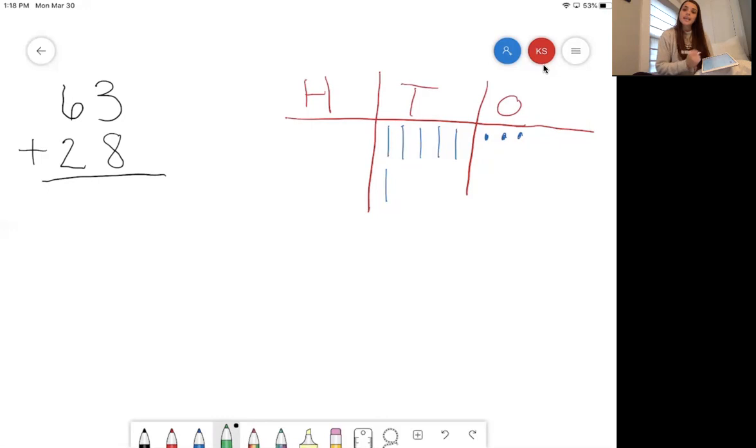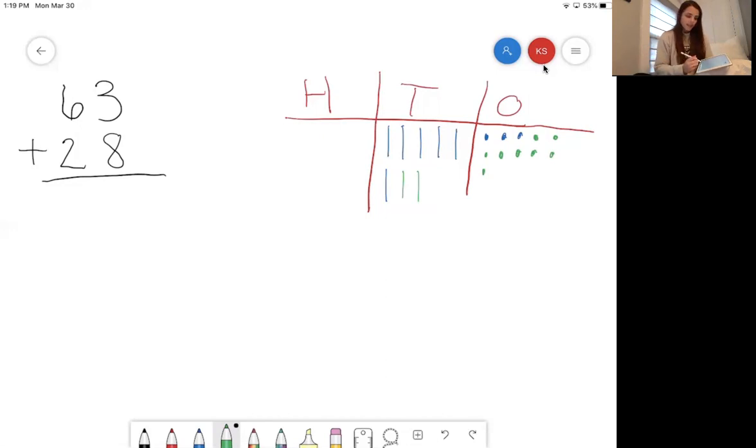I'm going to look at the number 28. I'm going to ask myself, how many tens do I have in the number 28? Right, 2. So I'm going to draw 2 tens in my tens column. 1, 2. Then I'm going to ask myself, how many ones do I have in the number 28? Right, I have 8 ones in the number 28, so I'm going to draw that. 1, 2, 3, 4, 5, 6, 7, 8. 2 tens and 8 ones represent 28.